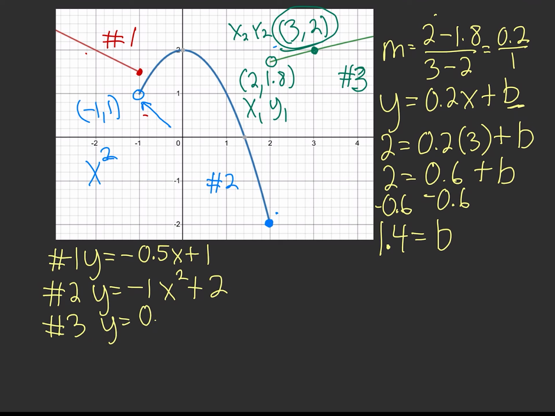y equals 0.2x for the slope plus 1.4. So now I have the equations. Of course, now I have to figure out, when I put it in the piecewise function notation there, I have to say which equations go for which x values of the domain.